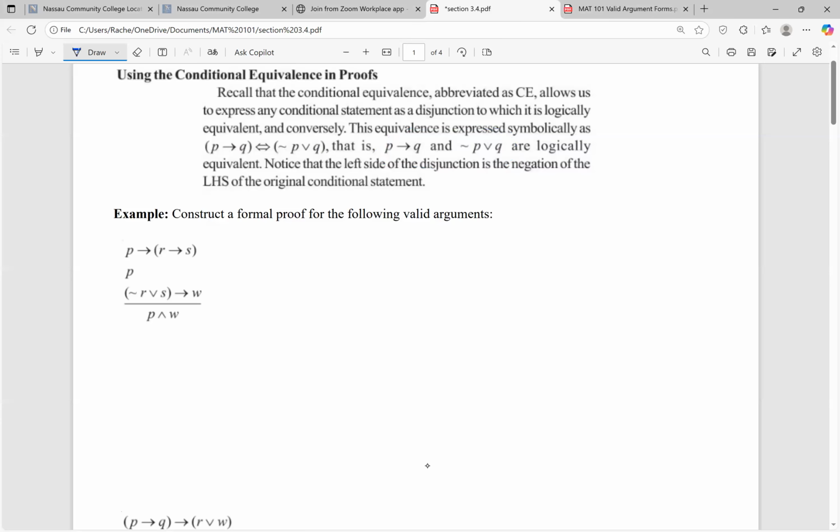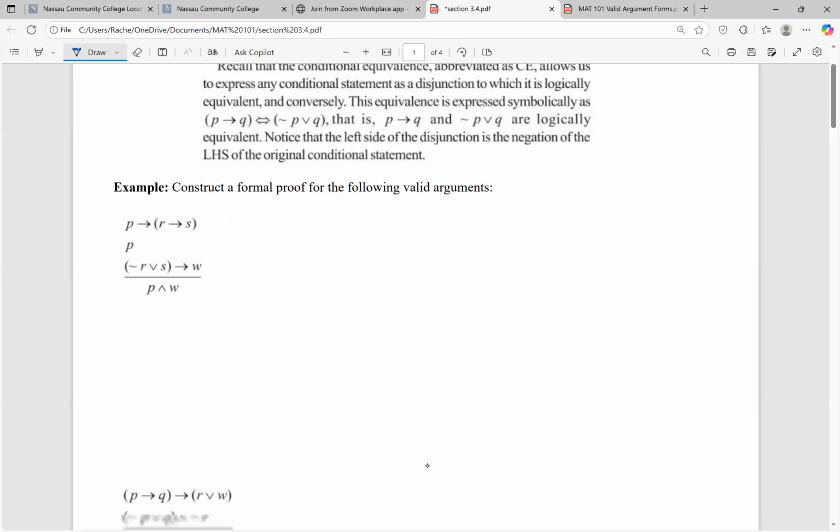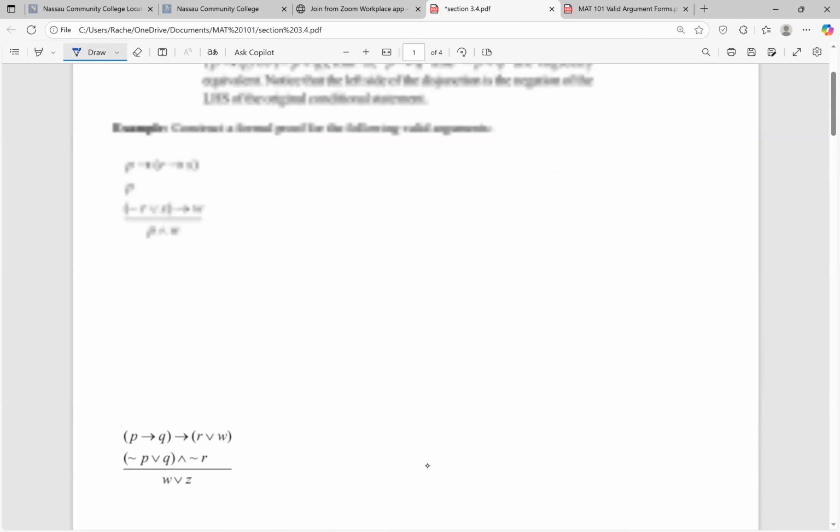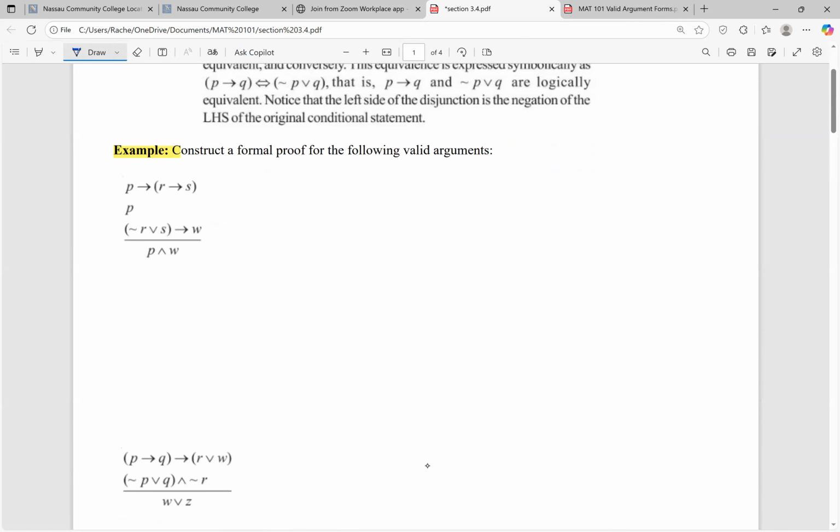So let's look at an example. It says, construct a formal proof for the following valid arguments. These two arguments are valid, and we want to construct a formal proof. Same process that we've been following, set up a table with your statements and your reasons. So let's look at these premises. We have 3 of them.